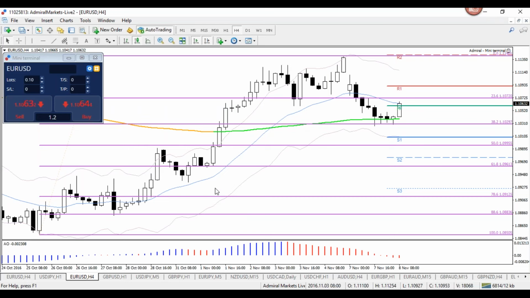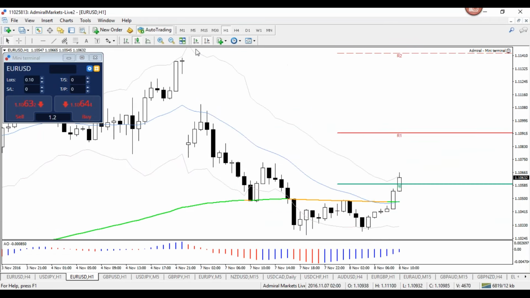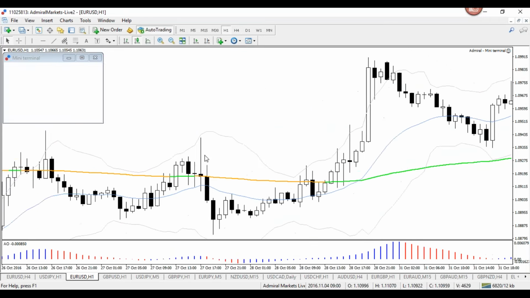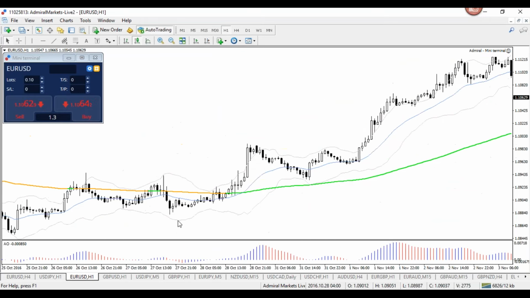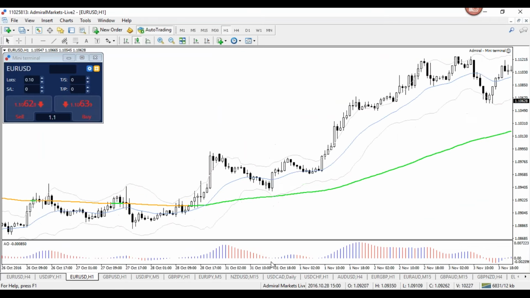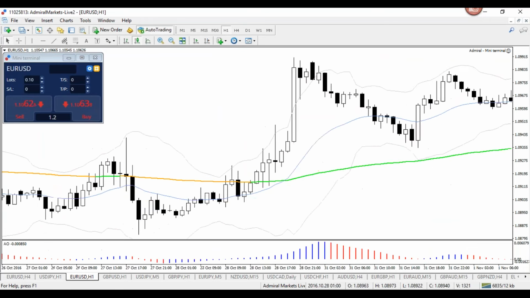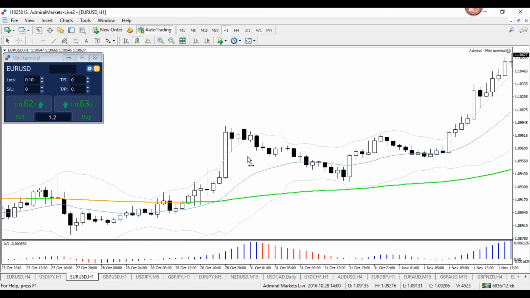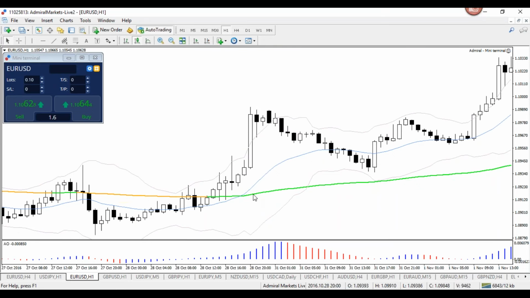Does this make sense? So let's take maybe one more example on 1-hour chart. This is how you can use candles and swings basically. All right, so here we have bullish momentum.